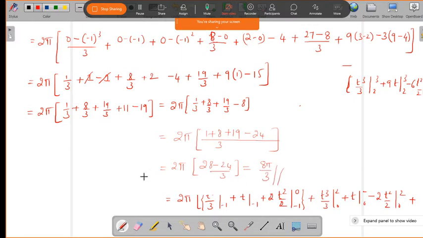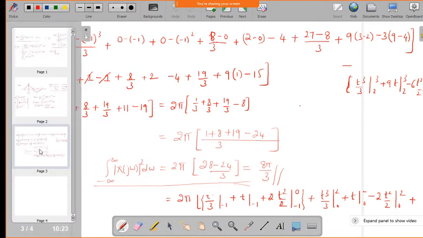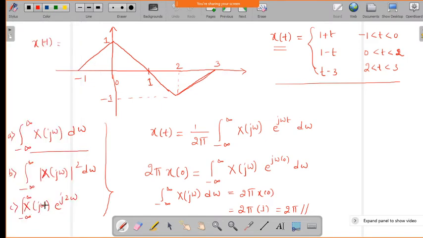So now what is the value of the integral from minus infinity to plus infinity of |X(j omega)| square d omega? This is the value 8 pi by 3. Is it understood? Any doubt? Now try to compute another one which is left out. Another one which we gave is X(j omega) into e power j 2 omega. So compute this one.